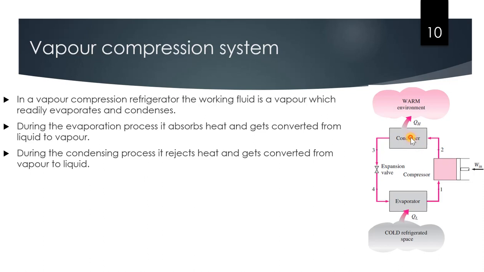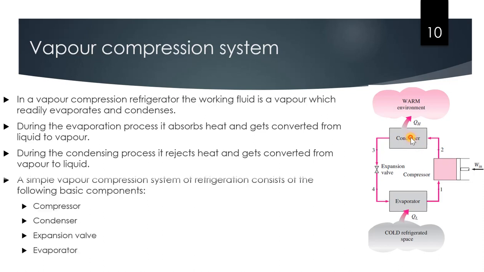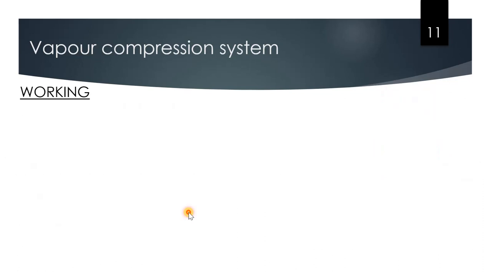Okay, that is the procedure of vapor compression system. And the vapor compression system consists of the following basic components. So there is a compressor and a condenser, and there is an expansion valve and an evaporator. So these are the four main components of a vapor compression refrigerating system. Okay, and we are going to discuss the working, how the vapor compression system works.